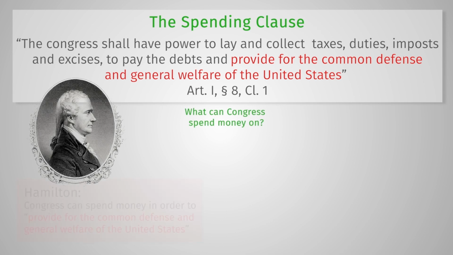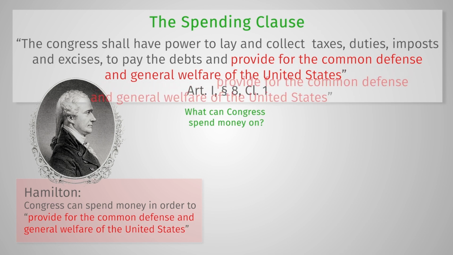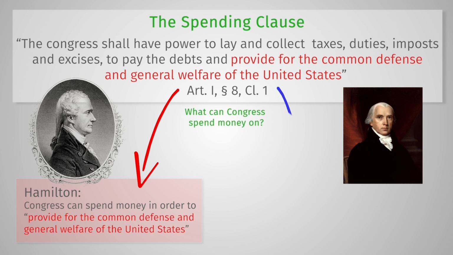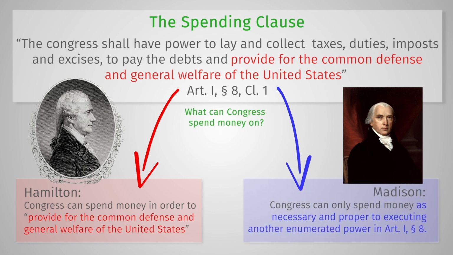Alexander Hamilton argued that Congress can spend money in a broad fashion in order to, quote, provide for the common defense and general welfare of the United States. In other words, the limit came from the text of the spending power itself. James Madison, however, took a narrower view. He argued that Congress could only spend money as necessary and proper to executing another enumerated power in Article 1, Section 8, such as the power to establish courts or post offices. The alternative, he thought, would undermine the enumerated power scheme on which our federalism is based.